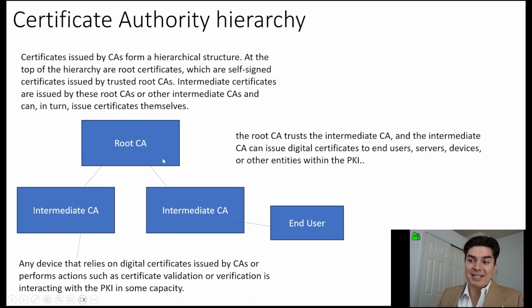All the devices recognize this as the root certificate authority. And if you want to update, it can go ahead and push that out, and then they take it back off to secure the system. The root certificate trusts the intermediate certificate authorities, and the intermediate certificate authorities can issue digital certificates to the end users, servers, devices, or other entities within the public key infrastructure. Any device that relies on a digital certificate or performs actions with certificate validation or verification is interacting with the public key infrastructure in some way.